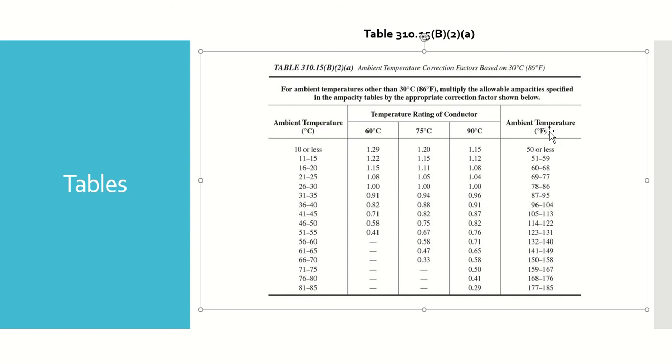So I just want you guys right now understanding how to manipulate this chart. Here's my temperature in Fahrenheit. Here's my temperatures in degrees Celsius. Then the next thing I would have to do is look and see what is the temperature rating of the jacket I'm using and find where those two intersect. 90 degrees C, 104 degrees Fahrenheit, 0.91 is my multiplier.